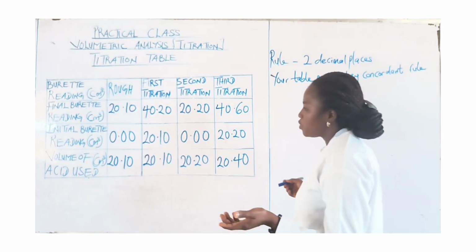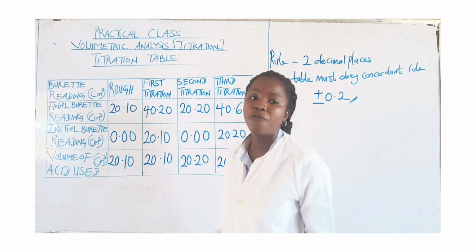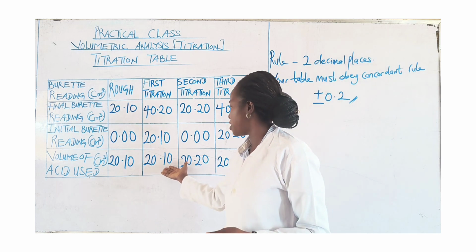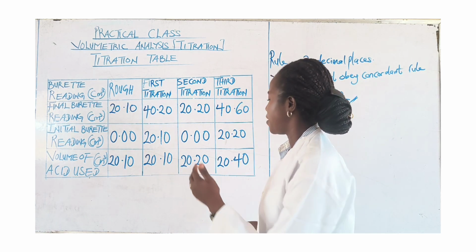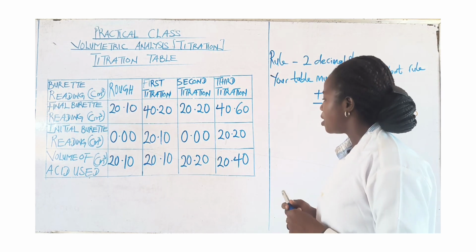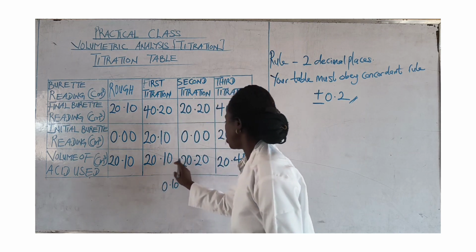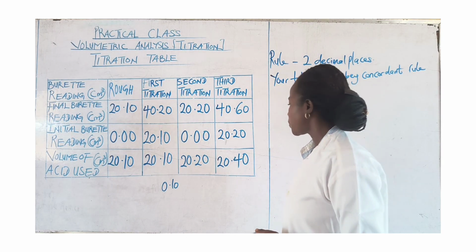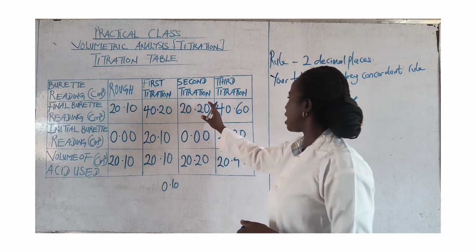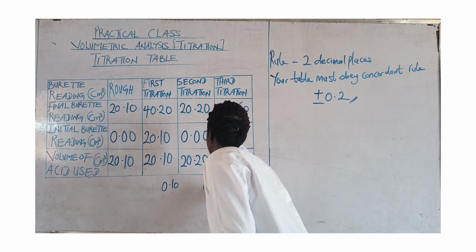So that means if you want to use any table, let's say you don't use rough to do your calculation. Rough is just the first starter. You don't use rough to do your calculation. So let's take the difference between the first and the second titration. What's the difference between them? I think we have 0.10, right? We check it, yes, we have it here. We also have from the second titration and the third, 0.20.